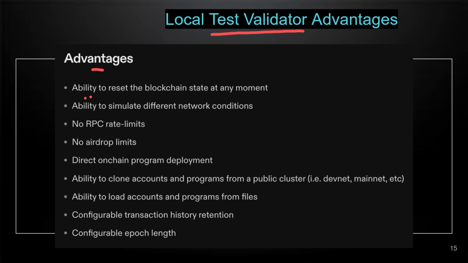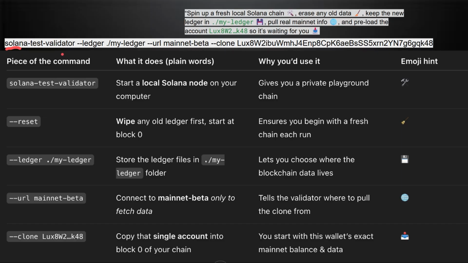As we said, you have the ability to reset the blockchain state at any moment, and the ability to simulate different network conditions, for example when the network is congested. There are no RPC rate limits and no airdrop limits, so you can have 1,000 or 1 million SOL. You get direct on-chain program deployment, the ability to clone accounts and programs from a public cluster, as we said, DevNet or mainnet, the ability to load accounts and programs from files, and you can have history retention and configurable epoch length.